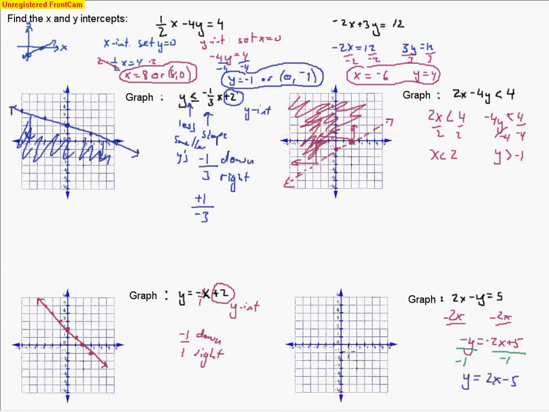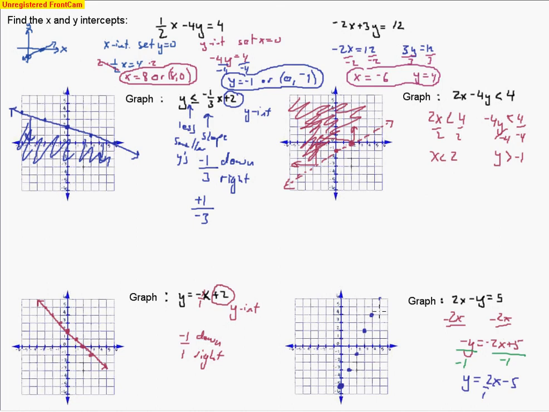So I go down 5 spaces on the y-axis and then go up 2 spaces. So notice this is like 2 over 1. So up 2 over 1 to the right. Up 2, 1 to the right. Do that a few times, you get on that line. And so from that point, we can go ahead and just draw that line through those points. And that's what my line would look like, a quick sketch of that line.